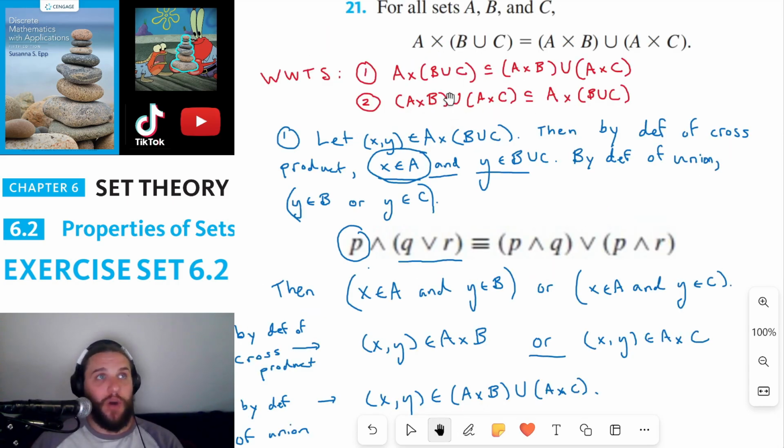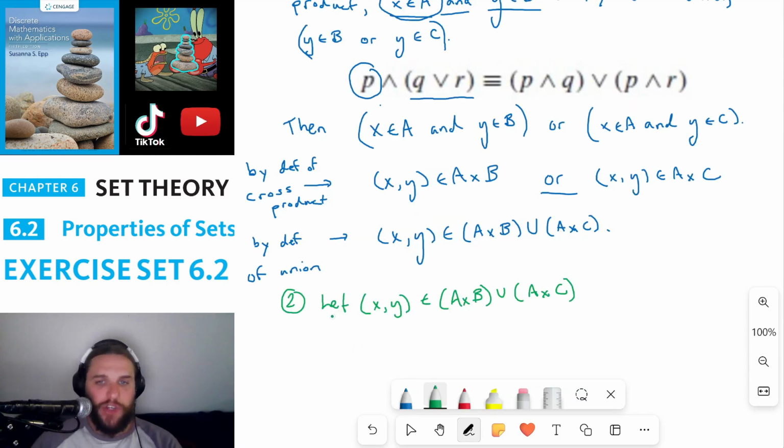We now need to show the second part. So for part 2, we're going to let (X, Y) be an element of (A cross B) union (A cross C). Now, it's difficult to see why this element would itself be an ordered pair since the outside operation is a union. This is a union between two cross products.